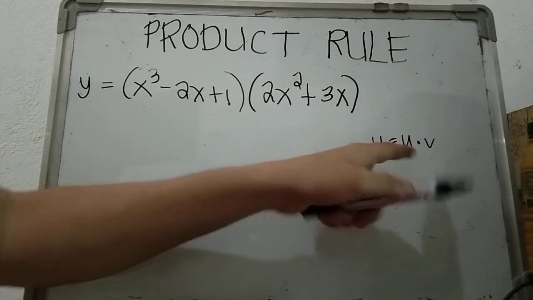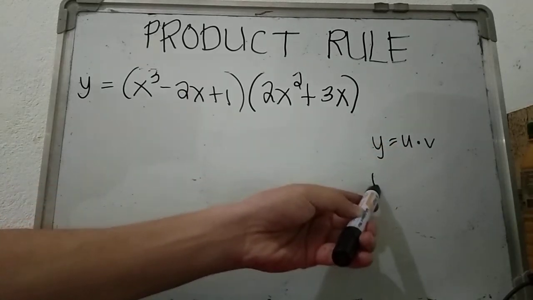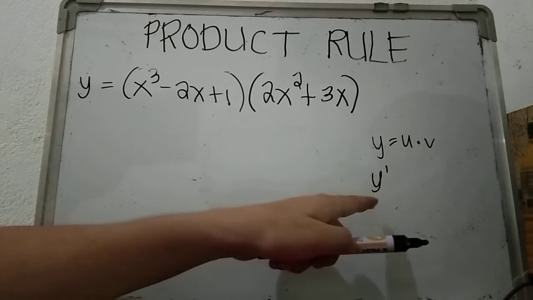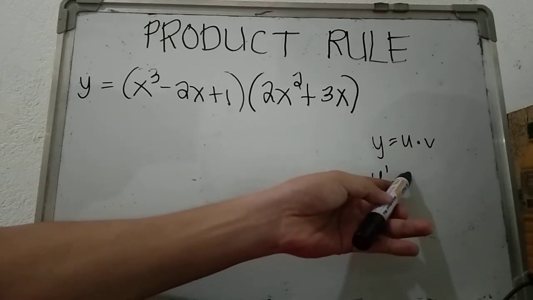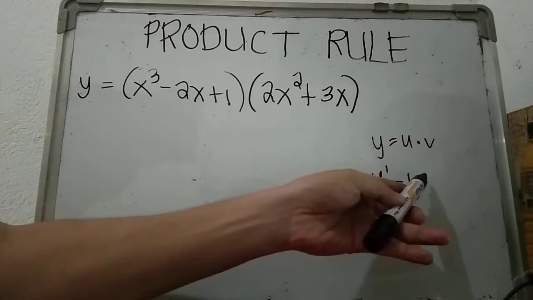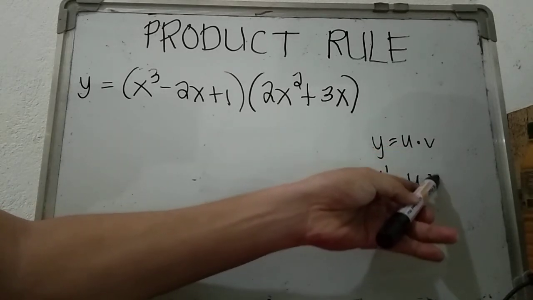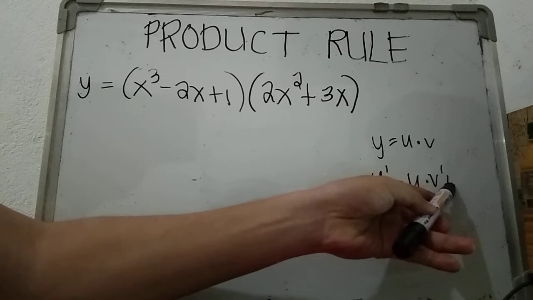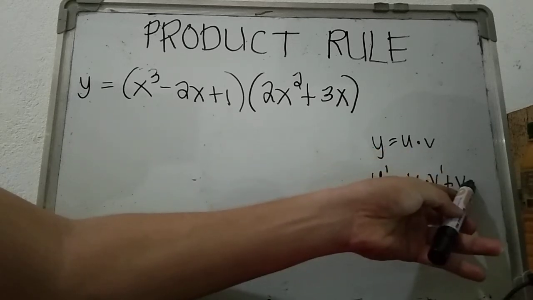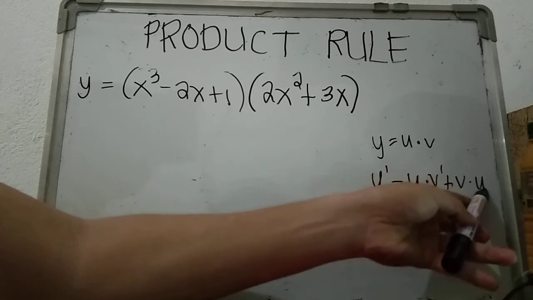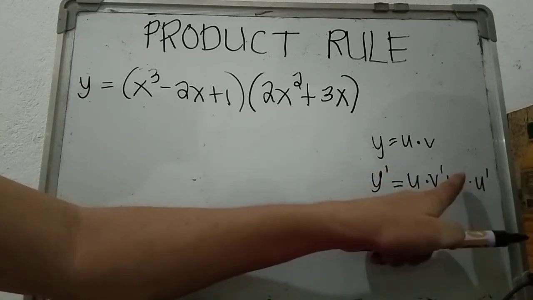Now, how do we find the derivative of y, denoted as y prime, or shall I say dy over dx? All you have to do is copy the first function u, multiply it with the derivative of the second, plus copy the second function v times the derivative of the first function, which is denoted as u prime.